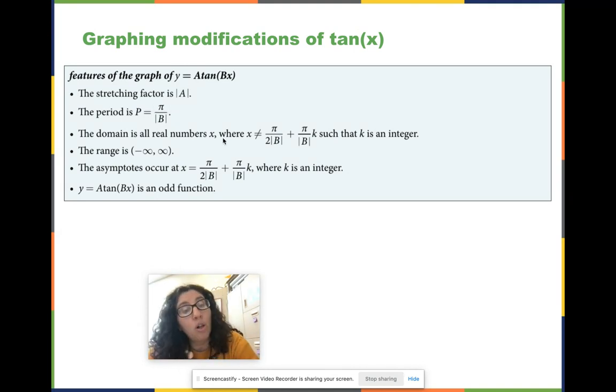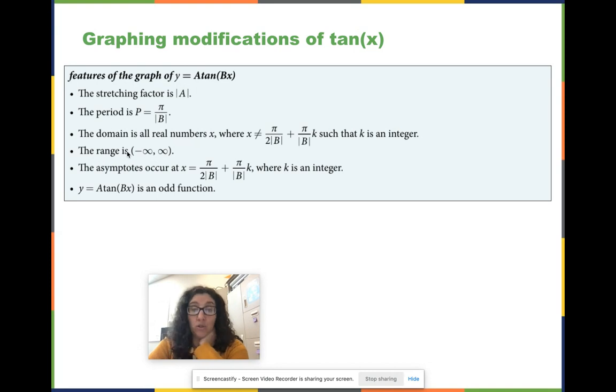The domain is all real numbers except odd multiples of pi halves. And how that looks depends on what our period is, right? If we squish it or stretch it, wherever cosine would be 0, that's where it's undefined. But other than that, we can put in all real numbers.